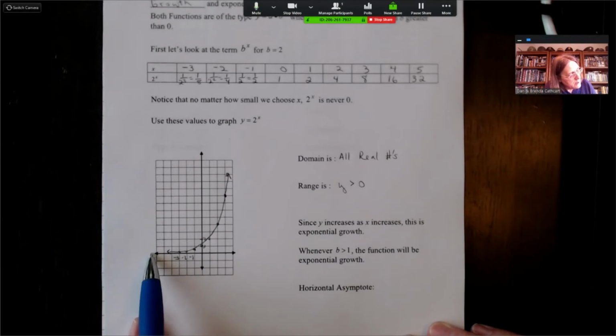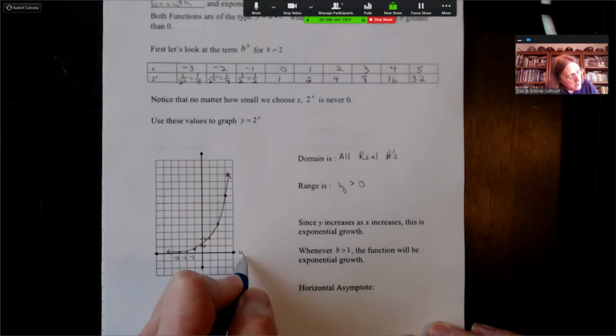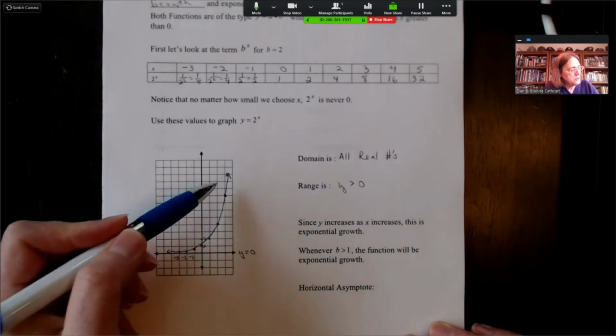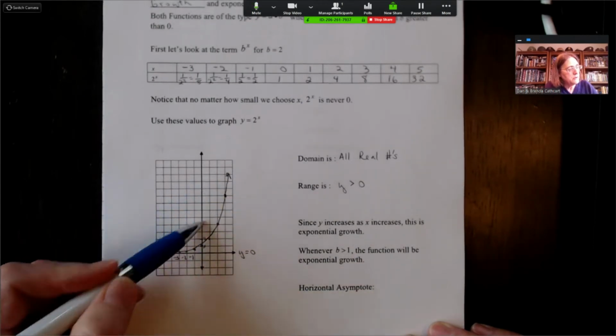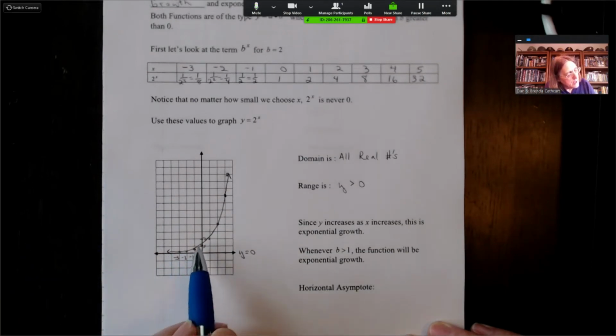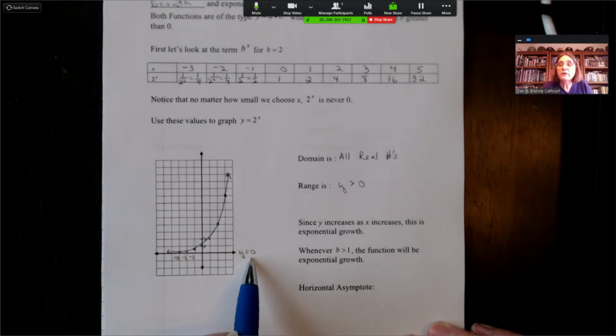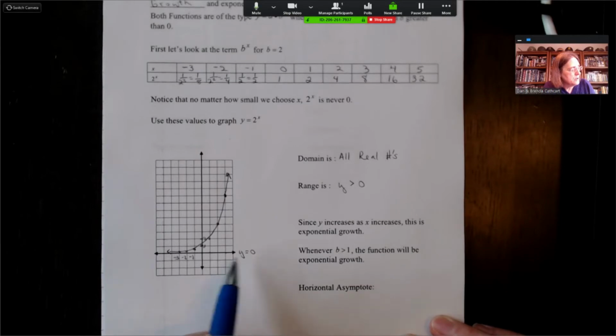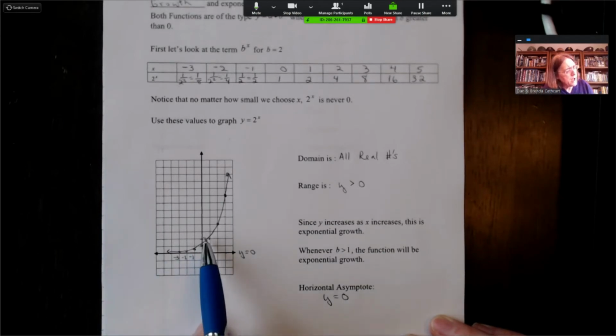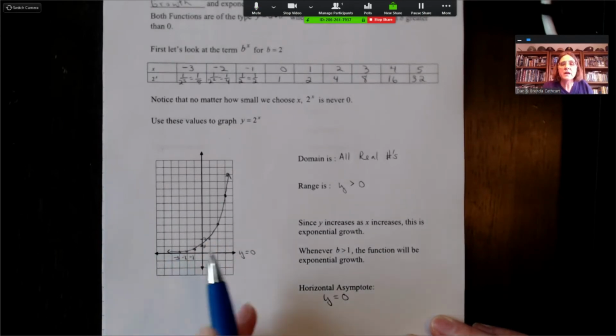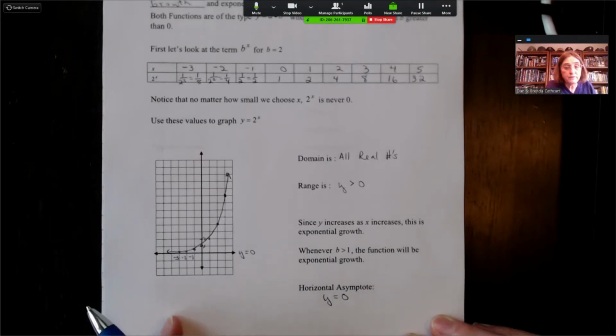Notice again that this x-axis here, y equal to 0, is a boundary of sorts to our graph of y equals 2 to the x. The values, as x gets smaller and smaller, the values of y get closer and closer to y equals 0, but they never pass it. So this value here is what we call a horizontal asymptote, y equal to 0. It's the value that y approaches as x goes off to negative infinity.